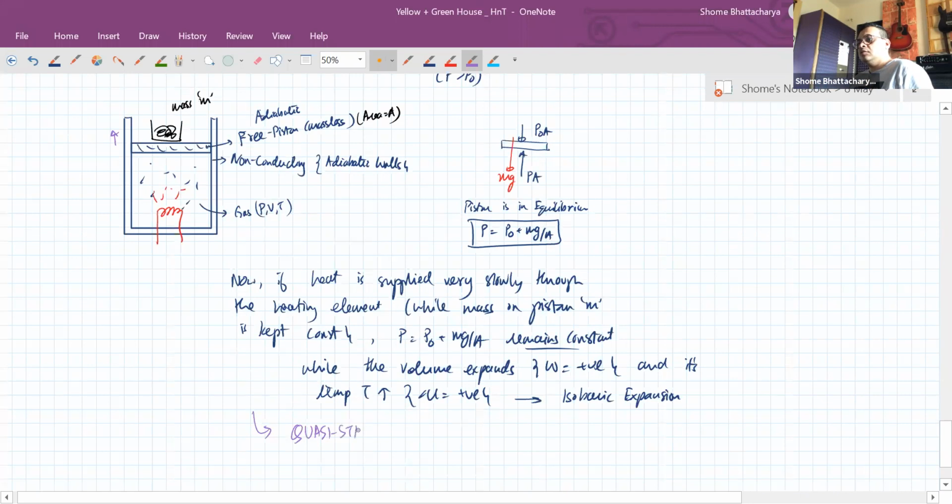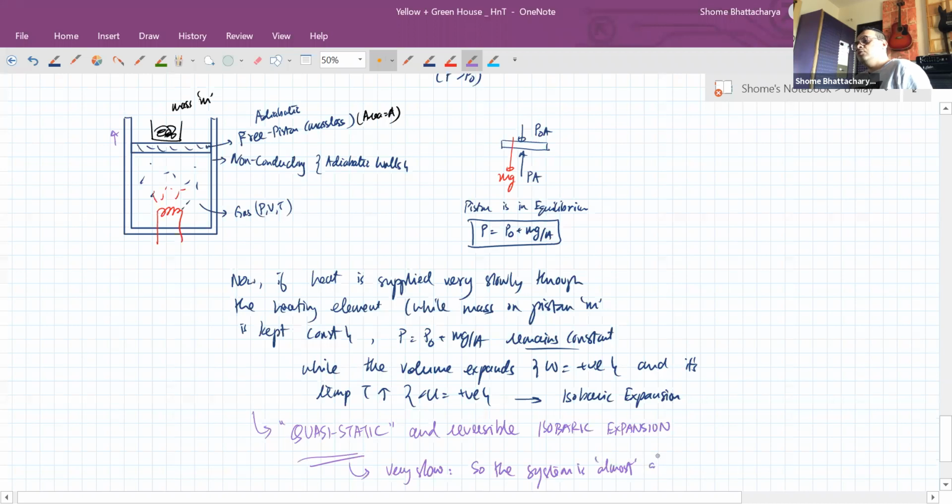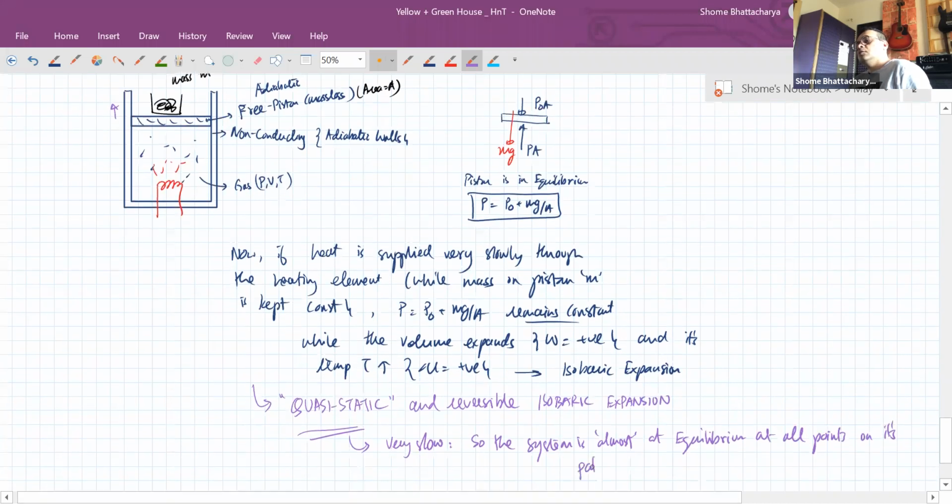Okay, so this is an example of, as I said, what we call a quasi-static and reversible isobaric expansion. See, quasi-static means extremely slow. So the system is almost at equilibrium at all points on its path or PV curve.